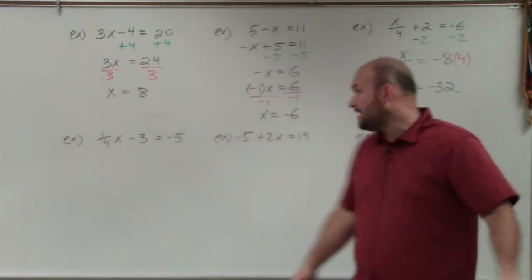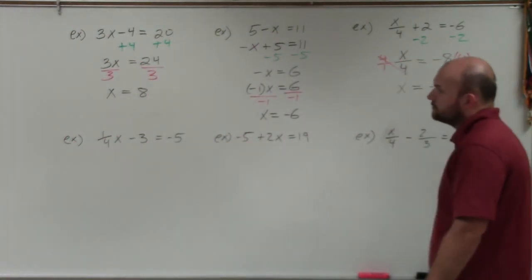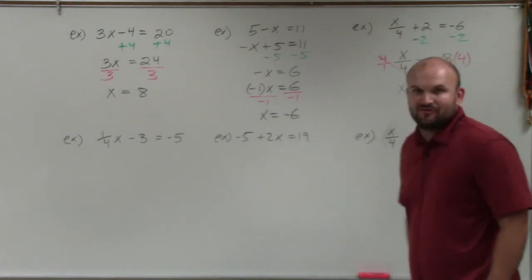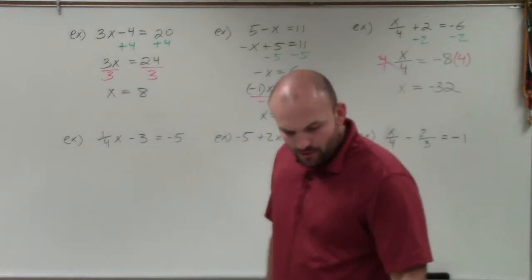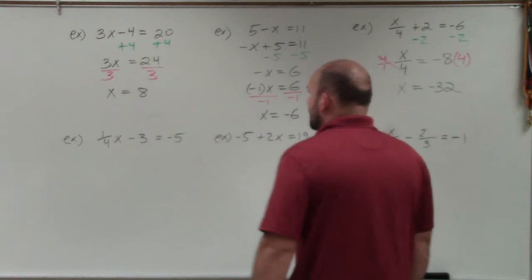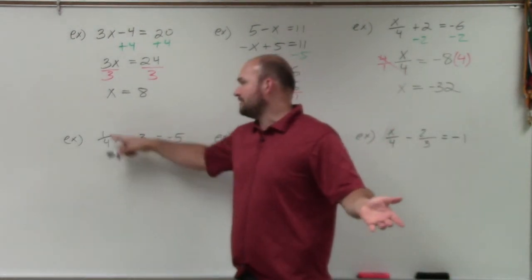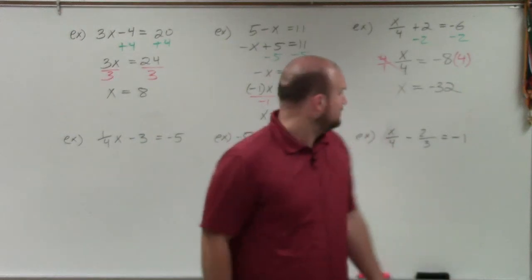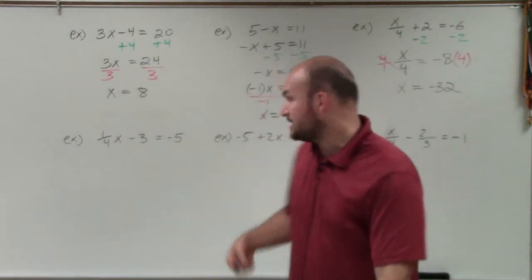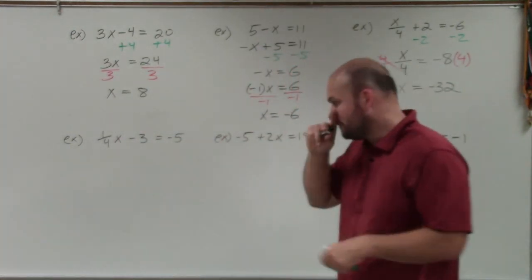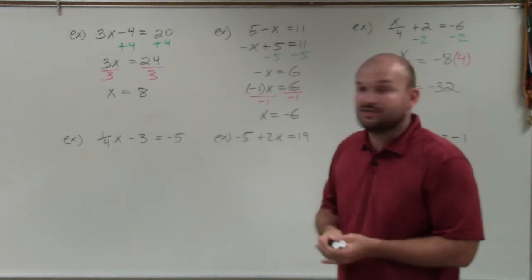Over to the problems. Here I have 1/4 x minus 3 equals negative 5. So basically what we're going to be doing with this one is, again, actually, it's the exact same thing. Now you can see my variable is being subtracted by 3, and it's being multiplied by 1/4 instead of being divided. OK, cool. So anyways, we need to undo addition and subtraction first, right?